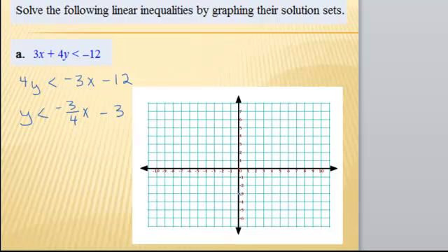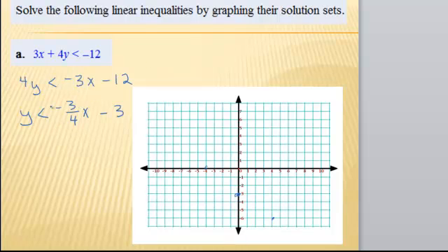So we would graph our y-intercept, which is negative 3, where we can either rise negative 3, then run 4, or we can rise positive 3 and run negative 4. And what we want to do is connect those points and draw a line.